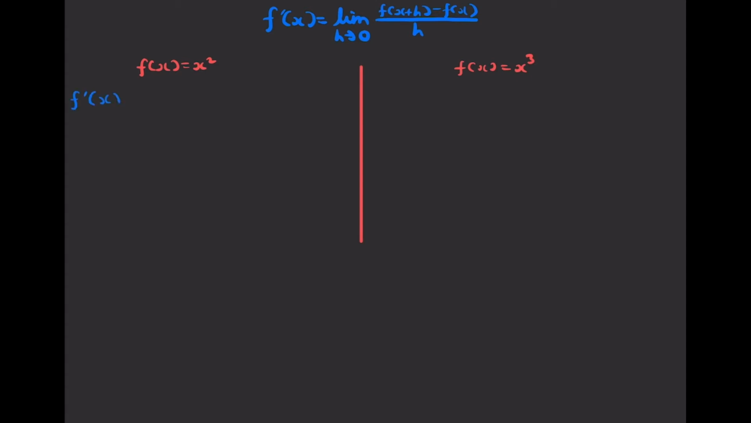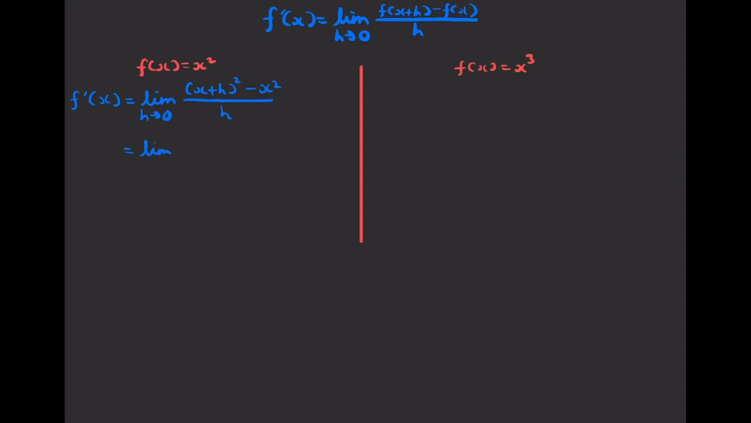So the derivative of f of x equals x squared is going to be the limit as h approaches 0 of f of x plus h, which is x plus h squared, minus x squared over h. Because x plus h is your input value and your function will output your input squared.